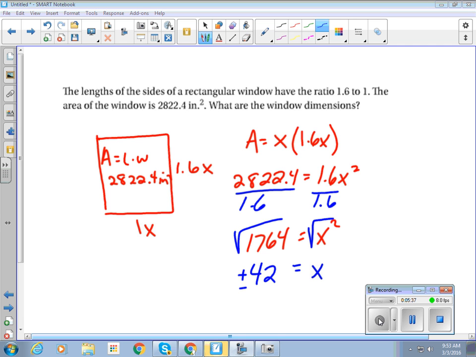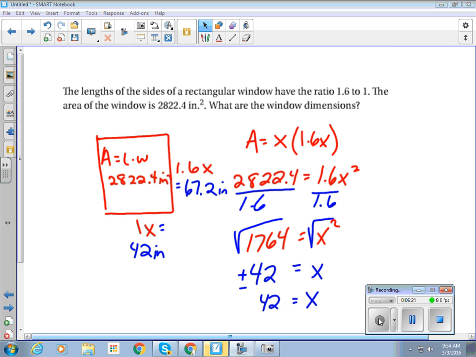Now, this is a real problem, so we can't just go, yeah, negative 42 and positive 42. Let's look at what it's asking us. What are the window dimensions? Would it make sense for my window dimension to be negative 42 inches? No. Not at all. So I can definitely with certainty say that 42 is my x dimension for the window, which would leave our other length to be 42 times 1.6, which is 67.2. So our answer is 42 inches and 67.2 inches.